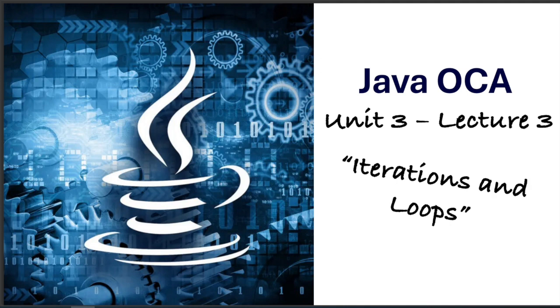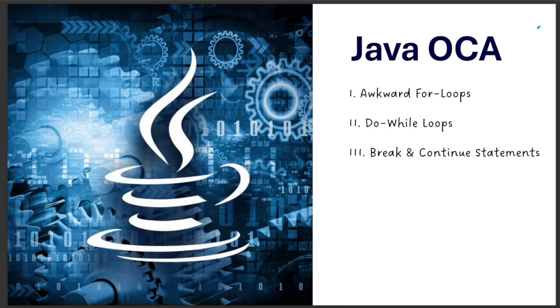Okay, welcome to Java OCA Unit 3, Lecture 3. This one is on iterations and loops. In this lecture, we will talk about awkwardly formatted for loops. We will discuss do-while loops, and we will examine the break and the continue statements.